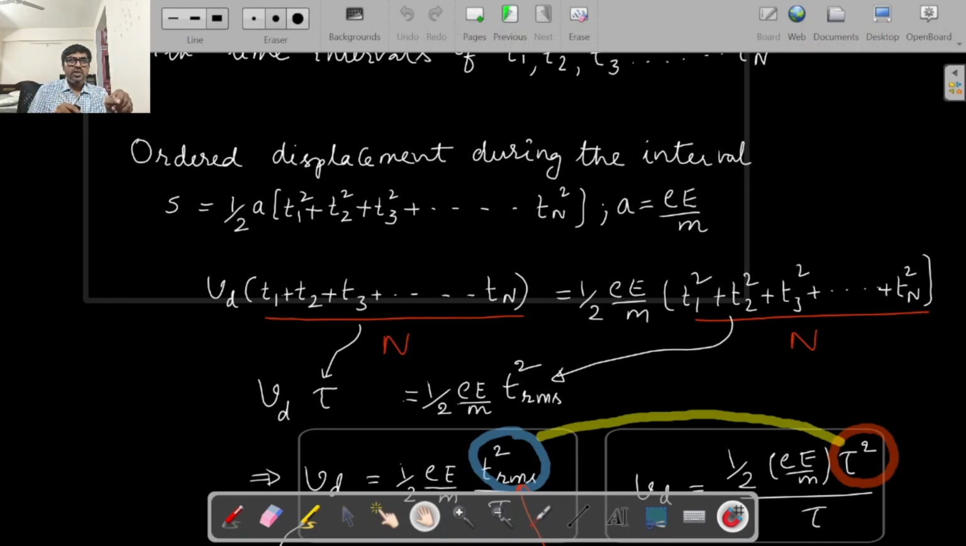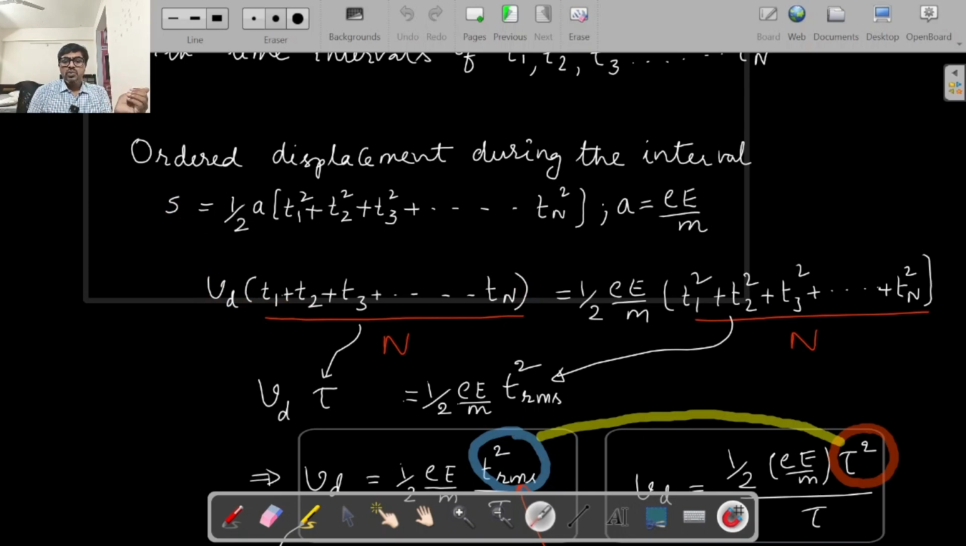Now the displacement is known to you. I want to find drift velocity. I will write the displacement as drift velocity into total time. So the displacement is replaced with drift velocity into total time here. Total time is how much? T1 plus T2 plus T3 and so on Tn.